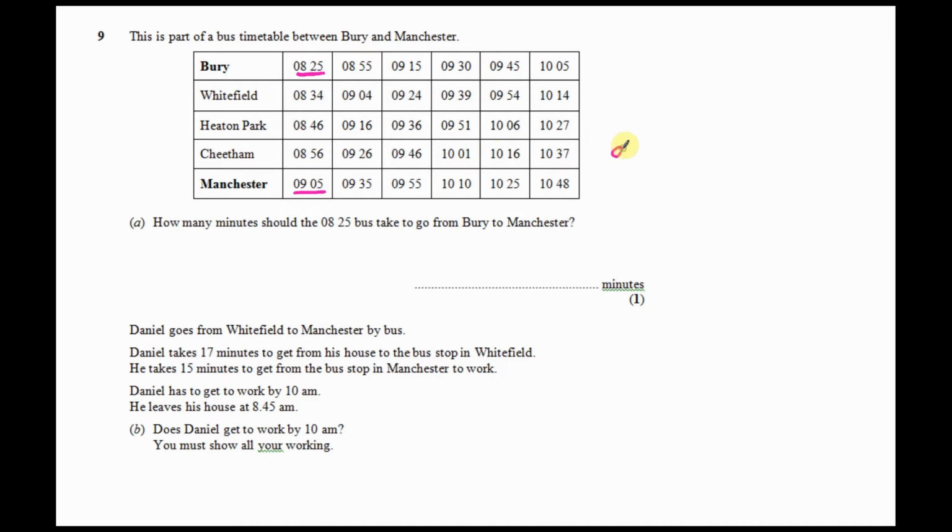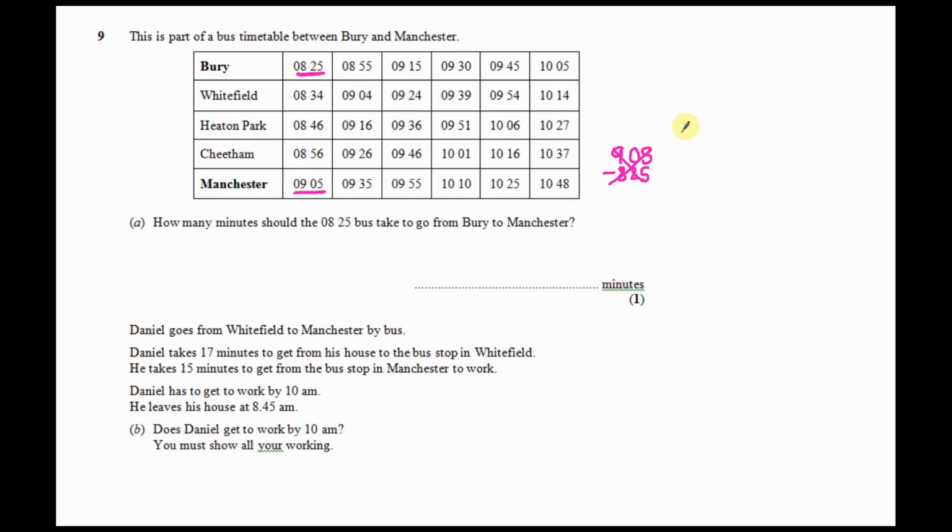Now, a common mistake that people make here is thinking if I just do 9:05 minus 8:25, that will give me the correct answer, but that won't work because that's if it's base 100. In this case, we're looking at times, and that's base 60, so we need to realize that from 8:25 to go to 9 o'clock, you're not getting to 8 hours and 100 minutes, it's 8 hours and 60 minutes.